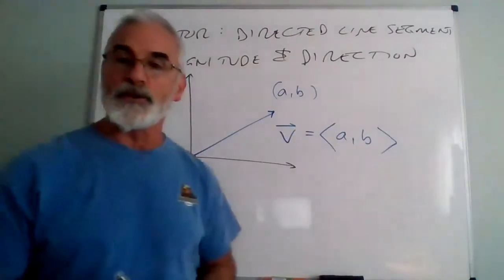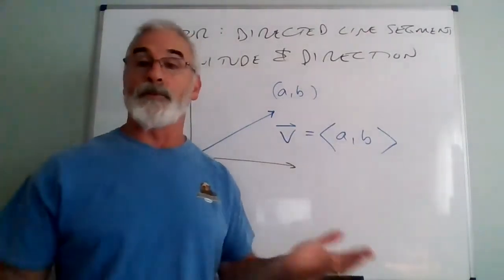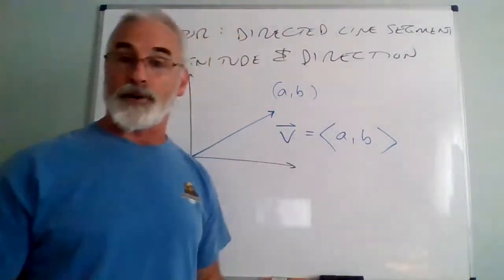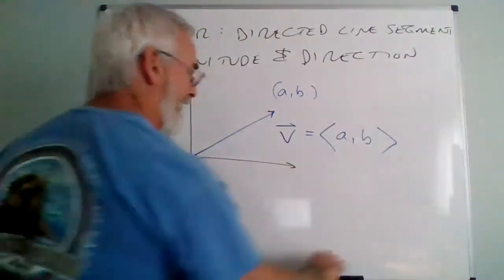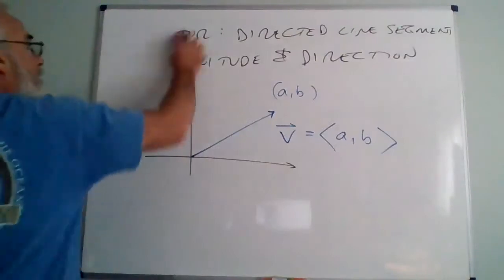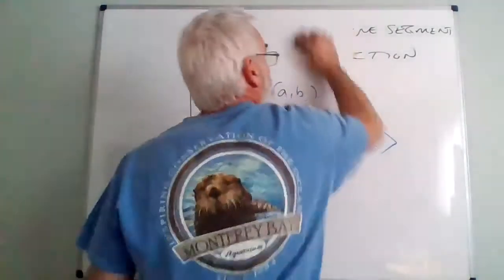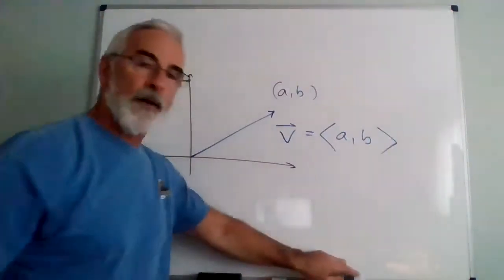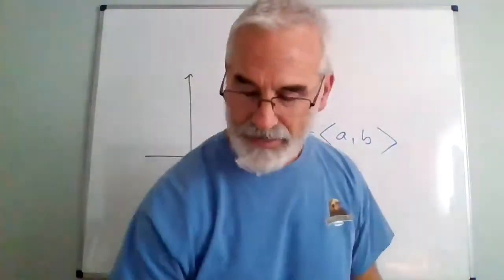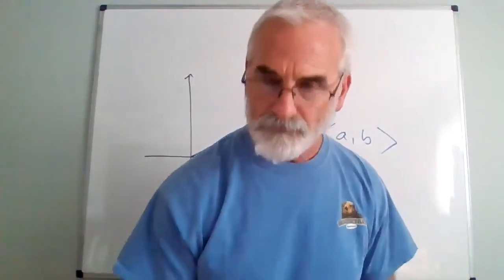Now, in 3 dimensions, we do the same thing. It's just that we're moving in 3D, so we would have 3 components, A, B, and we'll call it C. So starting with that, now what can you do with vectors? Well, right off the bat, vectors only have 2 defined operations, addition and scalar multiplication.